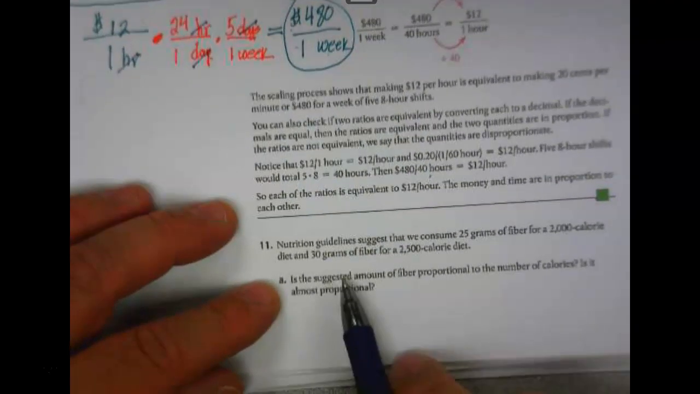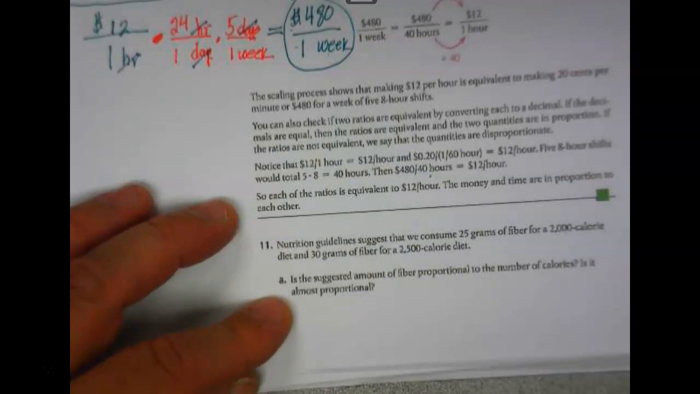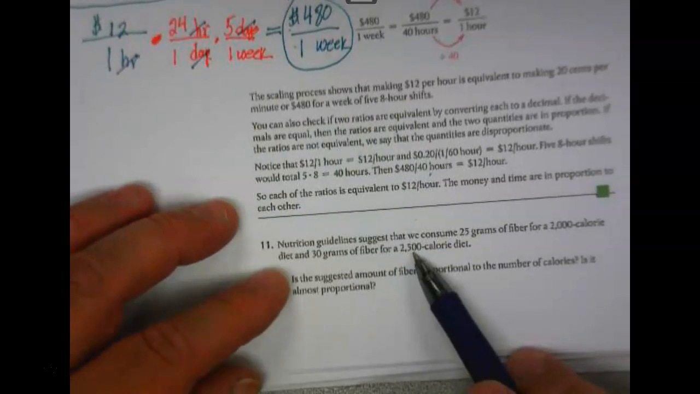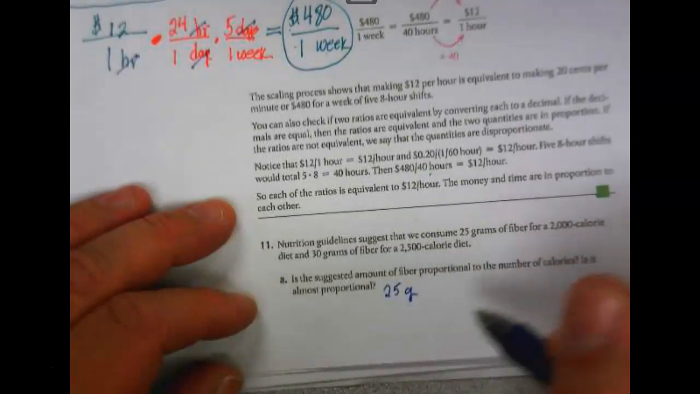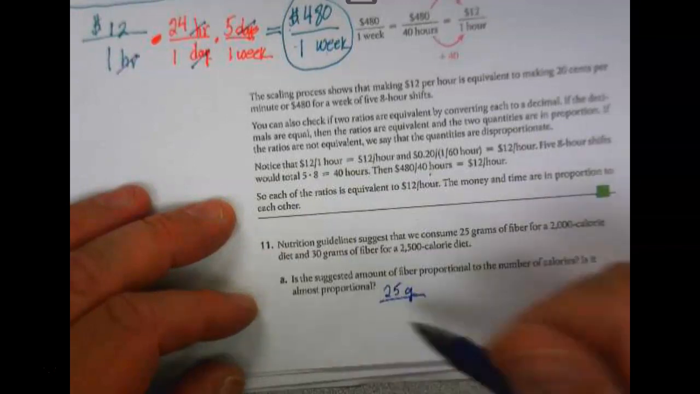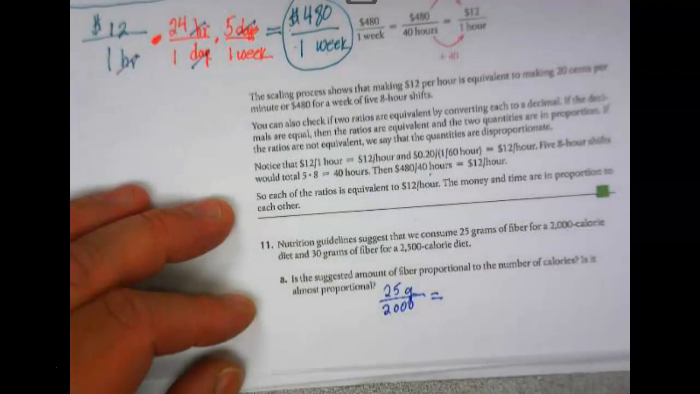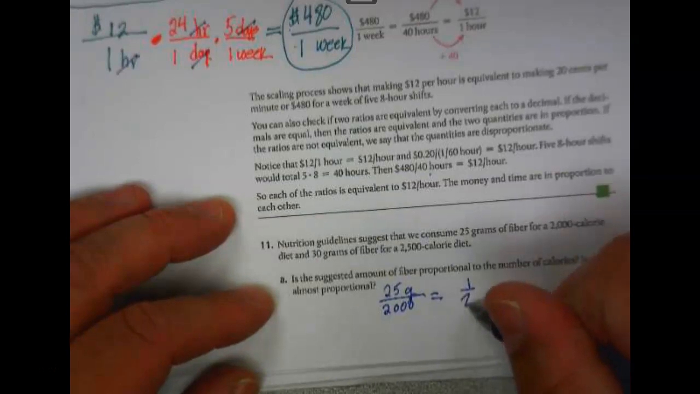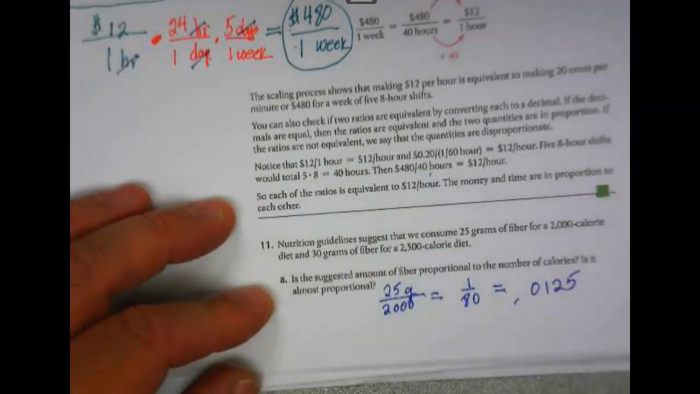So let's look at it. It says, is the suggested amount of fiber proportional to the number of calories? Is it almost proportional? Well, for that, we're going to have to do each one of the ratios here. The first ratio is going to be 25 grams of fiber per 2,000 calories. And if we divide that out, we're going to get a scale of 1/80th or 0.0125 as decimal form.